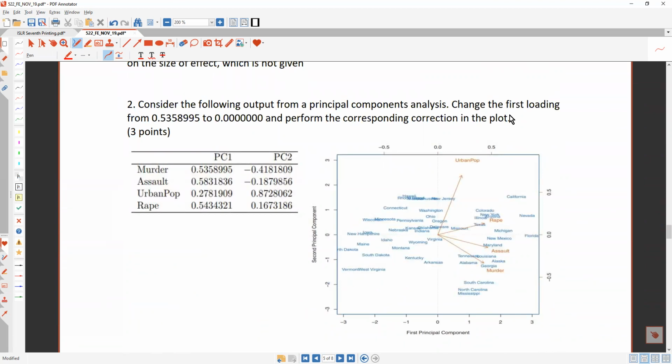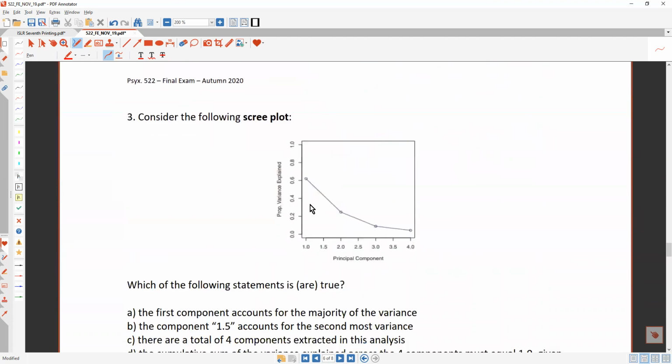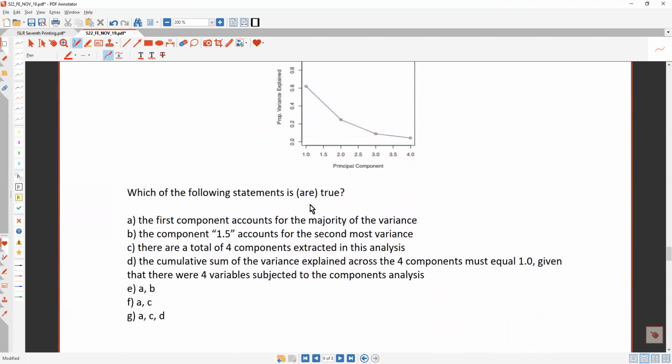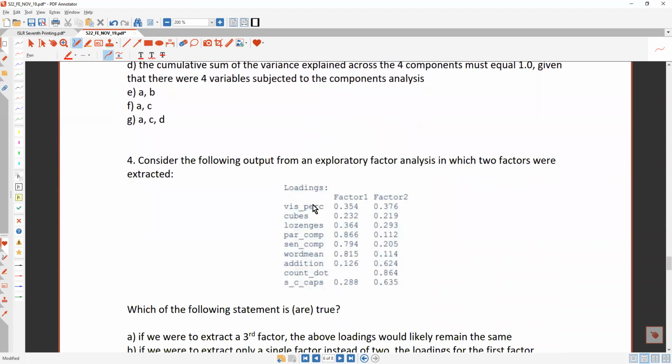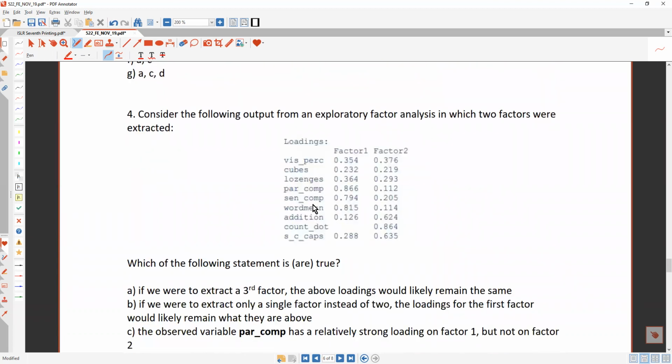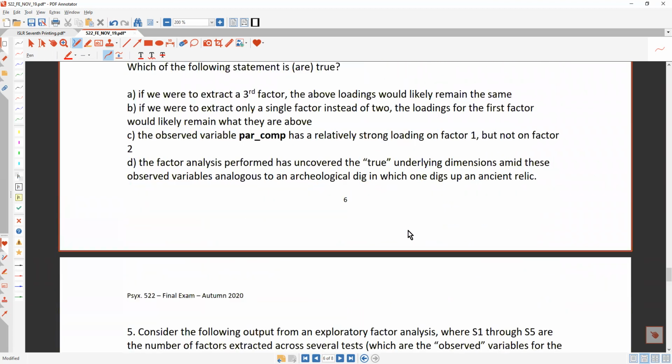In this one, you want to change the first loading from this value, it's this loading right here. Change it to 0 and adjust it in the plot. So, in the plot, maybe you have to do this, I don't know, but you're adjusting it in the plot to show that that change in loading corresponds to the change that you're producing in the plot. There's a scree plot, some question on the scree plot. There's a factor analysis. So we've got some loadings in factor analysis and which one of these are true.